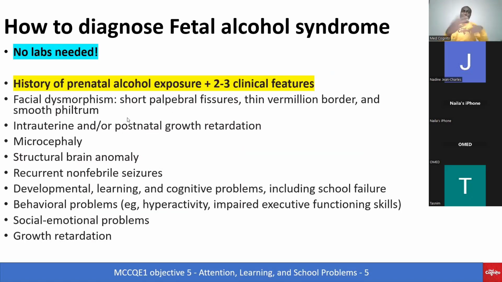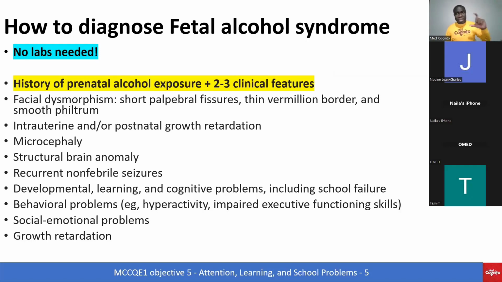So it's still with that same thing. So in other words, how are you going to diagnose fetal alcohol syndrome? If you have a case of fetal alcohol syndrome and you see any lab results offered to diagnose fetal alcohol syndrome, please run away from that option. It is a wrong option. You make a diagnosis of fetal alcohol syndrome with 2 things.